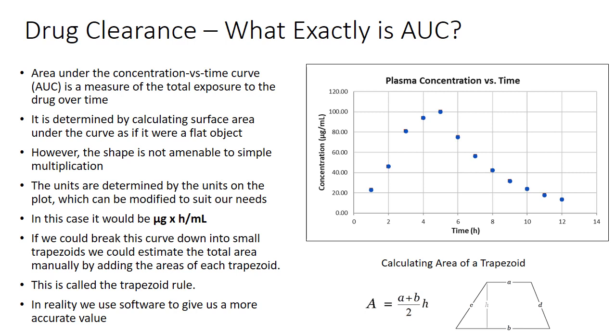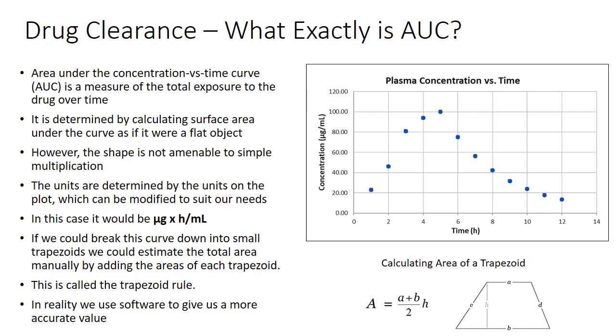It's determined by calculating the surface area under the curve as if it were a flat object. So imagine if this were just a piece of paper in this shape, like you cut it out, what would be the total area that takes up? But instead of inches, we're using concentration times time. So it's pretty much that simple, and it's hard to do by hand, and I won't ask you to do that. That's why I said here it's not amenable to simple multiplication like a square, right? It's going to be more complicated than that.